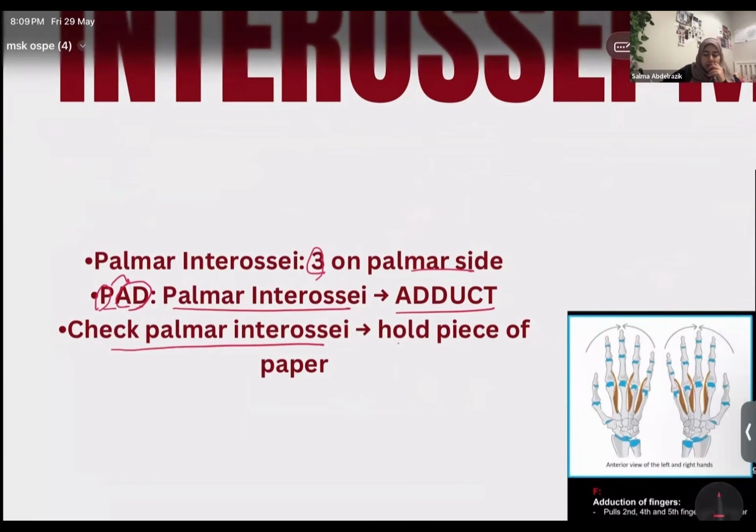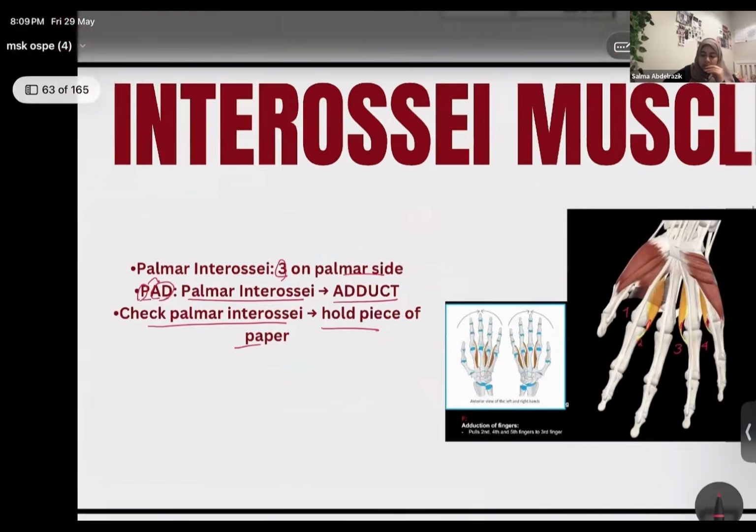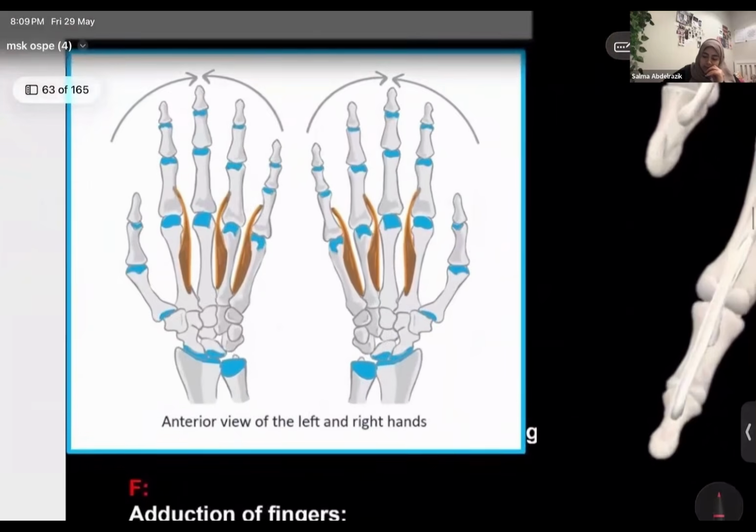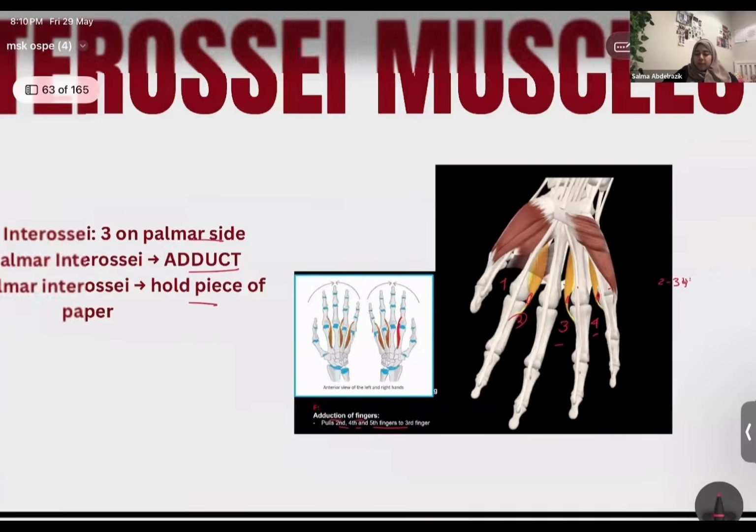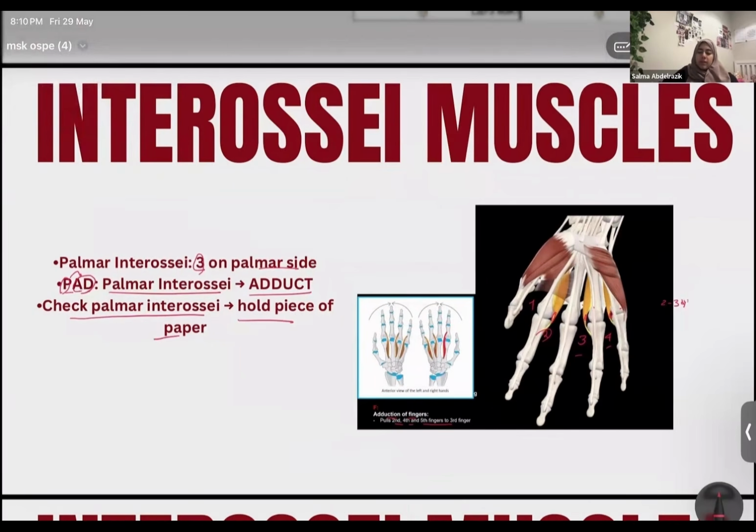And if you want to check the palmar interossei, how to make sure that they're intact, you hold a piece of paper between the fingers. And that makes it good. So here it is. It's basically adduction of the finger. It pulls the second, fourth, and fifth fingers to the third finger. But yeah, so just know that palmar interossei do the adduction.